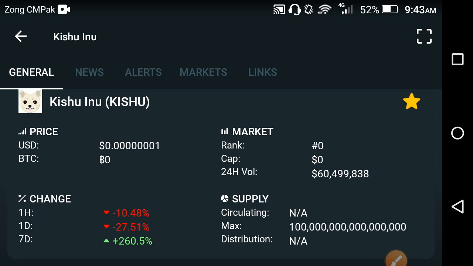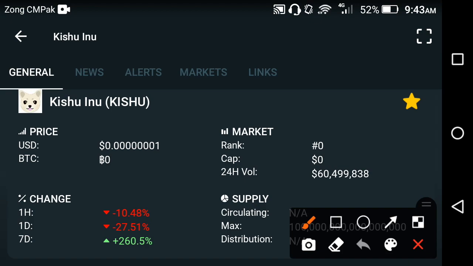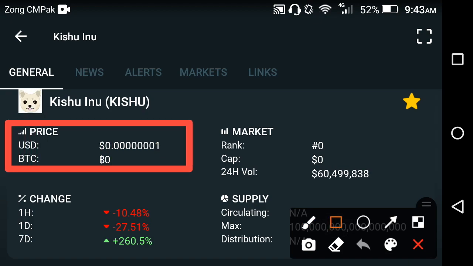The current price of the Kisho in the market is absolutely very low. If you want to buy Kisho, then this is absolutely the last chance to buy Kisho. 0.00001 USD, a bunch of zeros, and after the zeros there is a 1. That is the current price of the Kisho.